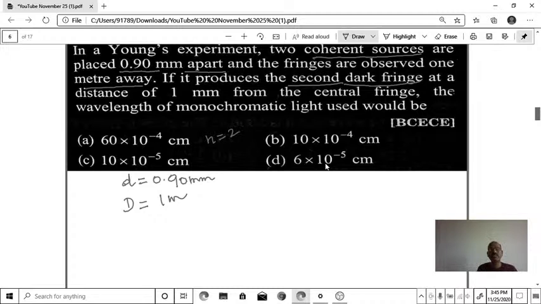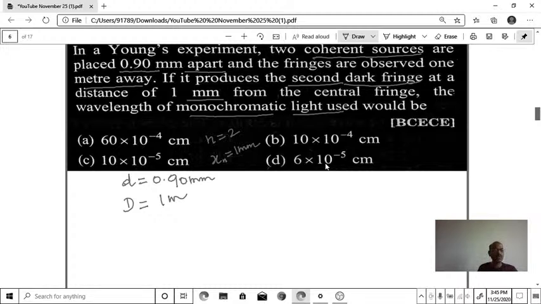The second dark fringe is at a distance of 1 millimeter from the central fringe. That means the distance xn is also given as 1 millimeter from the center of the screen, the point P where the second dark fringe appeared. The wavelength of the monochromatic light used, as I said, we all know. For a coherent source, the main requirement is that the light must be monochromatic, single wavelength light, right?